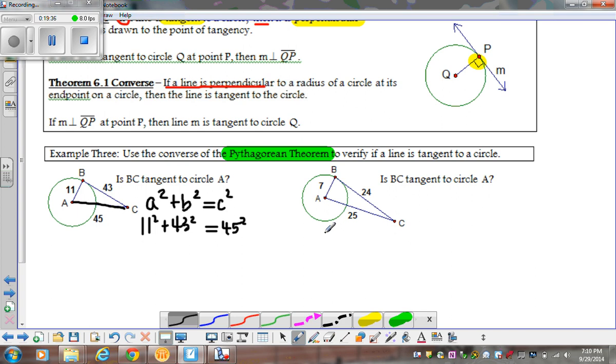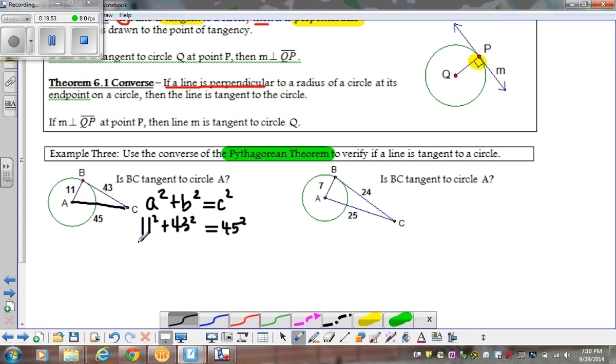All right, so what we're doing is checking to see if the left side is equal to the right side. Because if it is, that means once again that this is a right triangle, which means BC is perpendicular to AB, which means BC is tangent. So that's what we're going through.